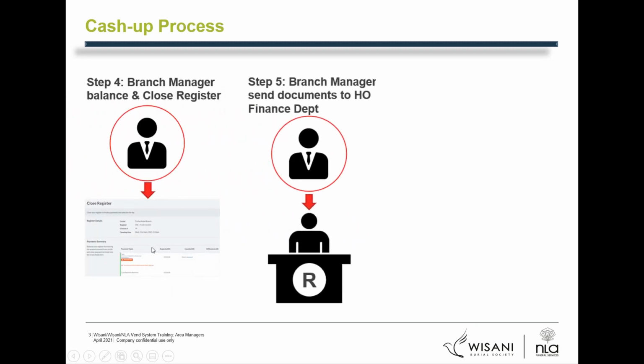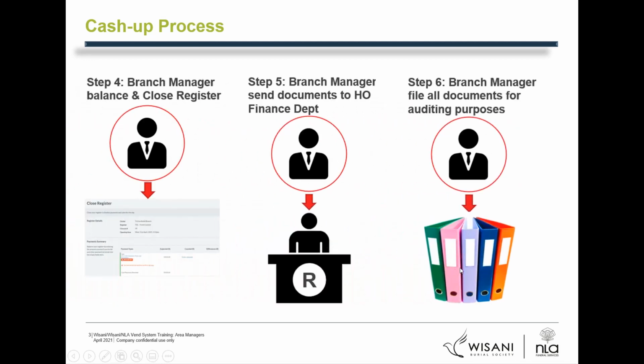Once he has closed the register, he needs to take all of the documentation that he has received from all the staff members in the branch, and he will then scan and email everything, and forward that to the finance department at head office. Once he has completed the scanning and emailing to head office, he then needs to take all of that documentation and file it in a file for auditing purposes.